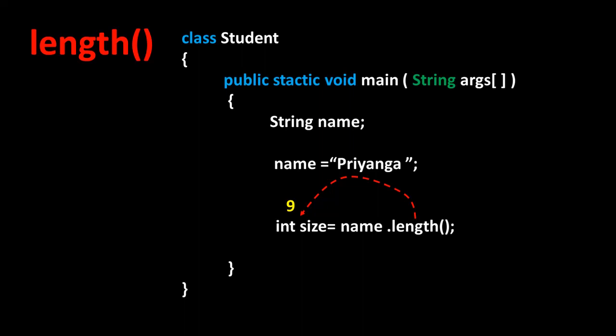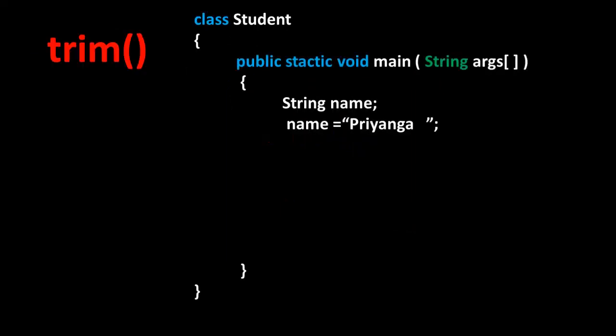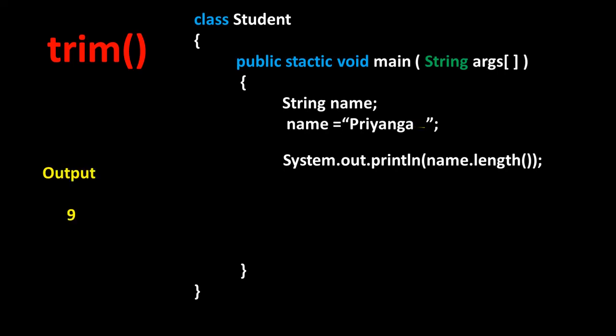Right. Now, let's see. There is something called trim. So, what will trim do? Now, look at this program. Here, you can see after A, there is an empty space. I don't want that empty space. Therefore, what did I do? I just use array length and I get the output as 9. That is the same as the previous example.